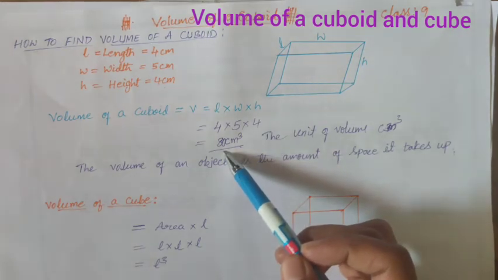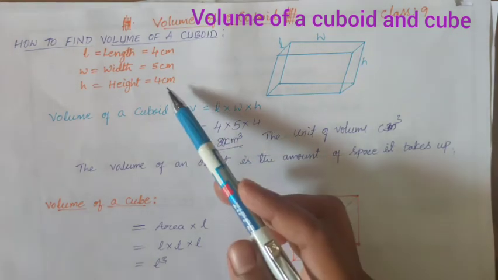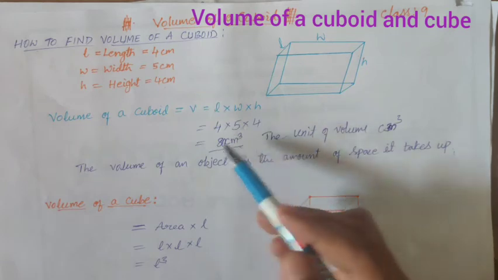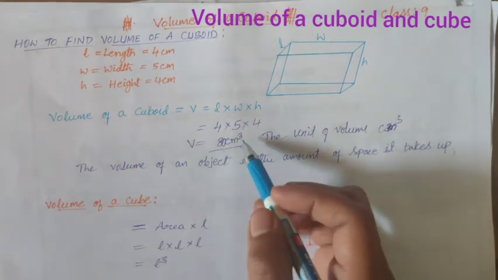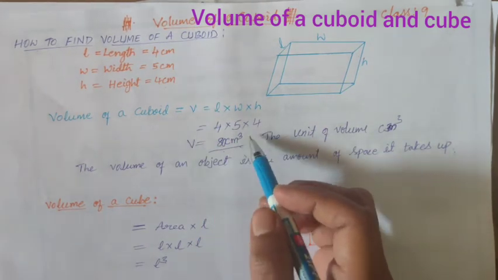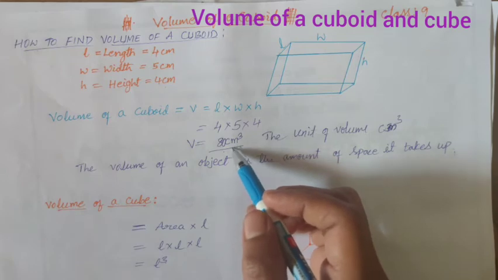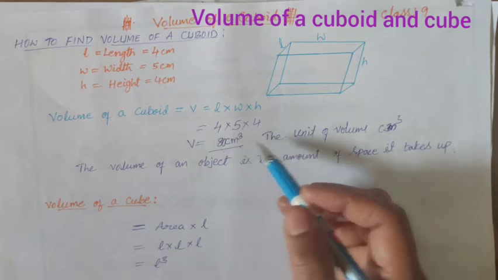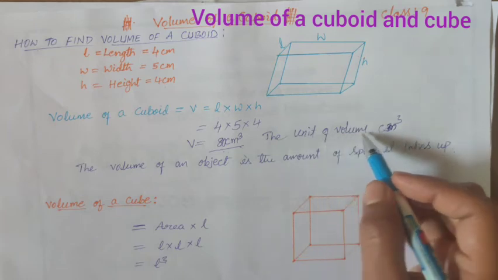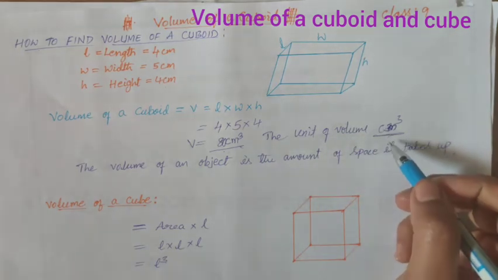80 centimeter cube. Here the length is in centimeter, so the volume is in centimeter cube or cubic centimeter. It can be read as cubic centimeter or centimeter cube. Therefore, the unit for volume is centimeter cube.